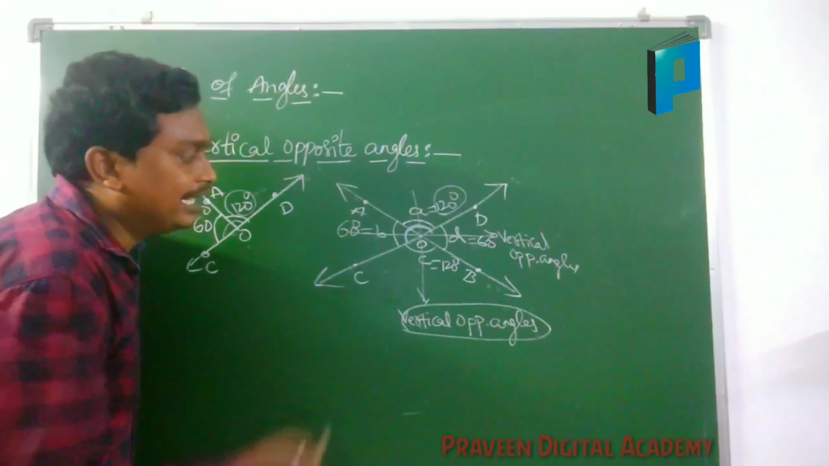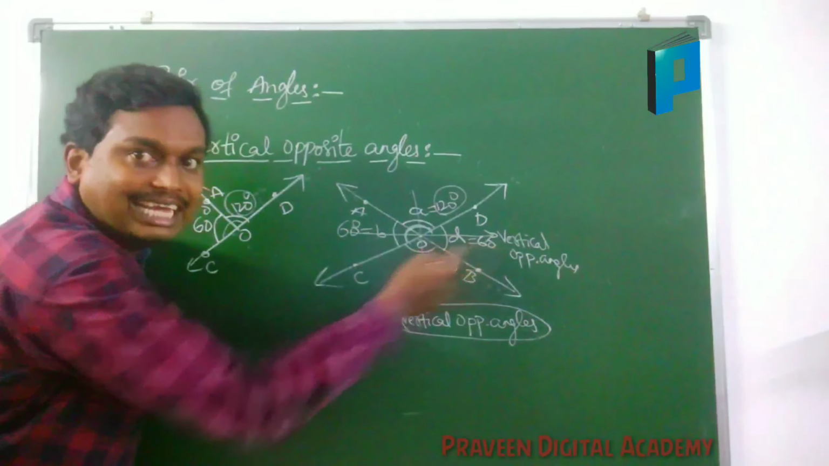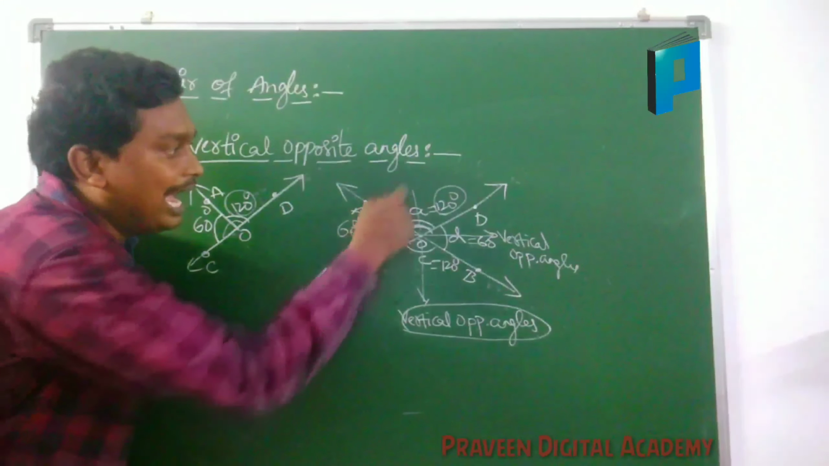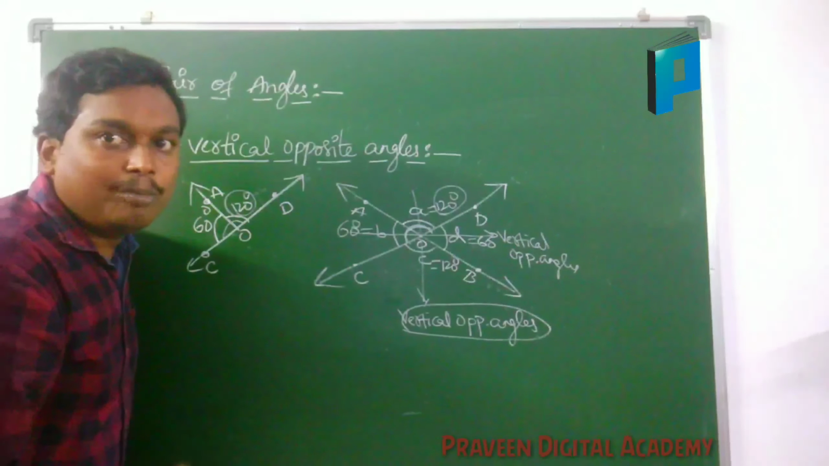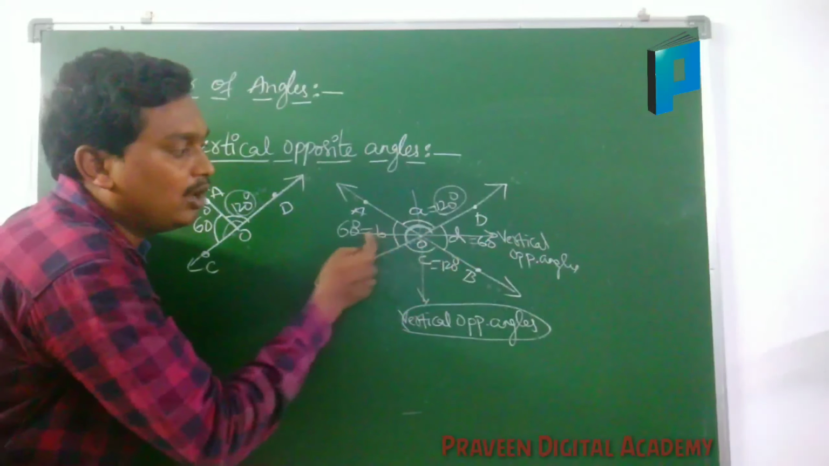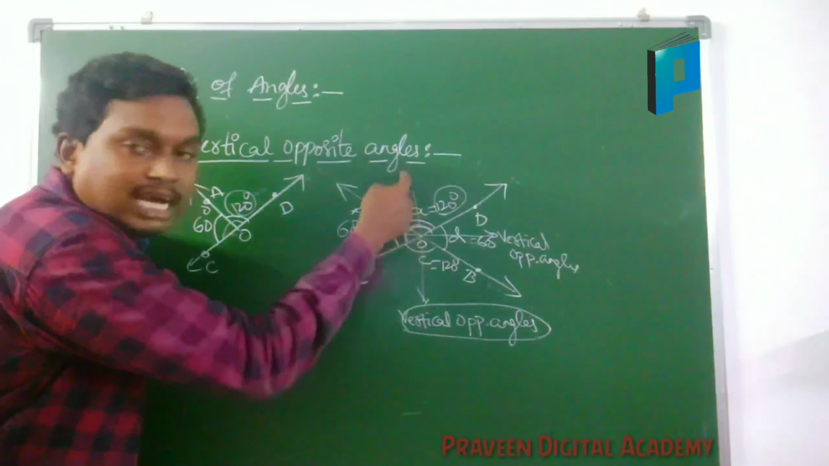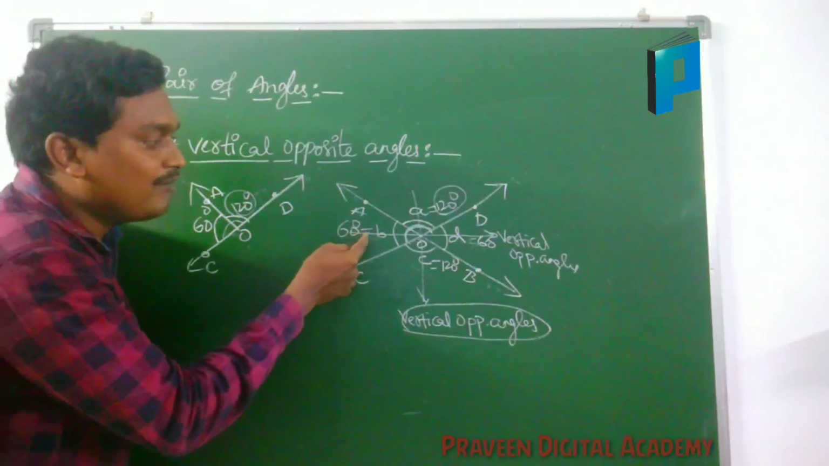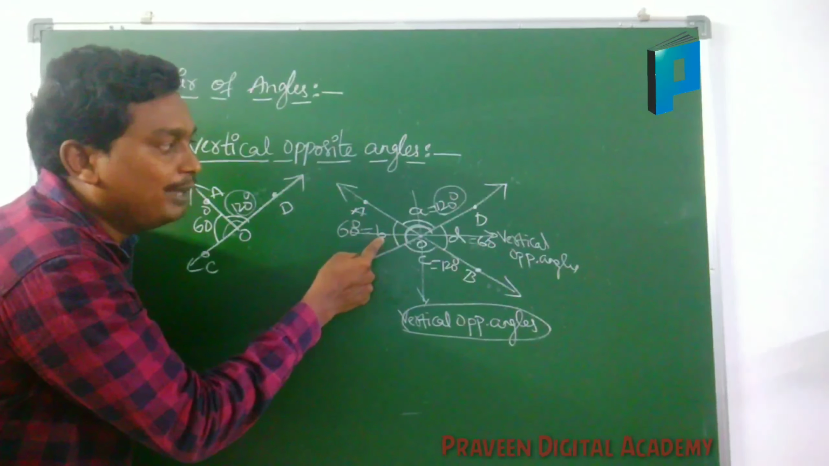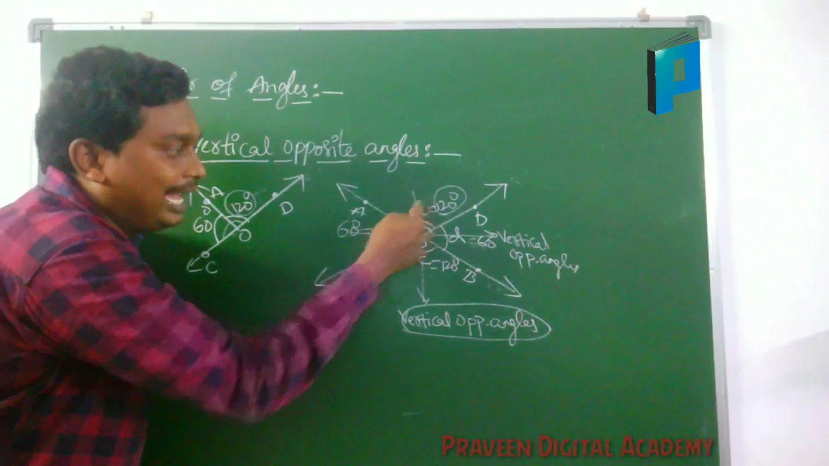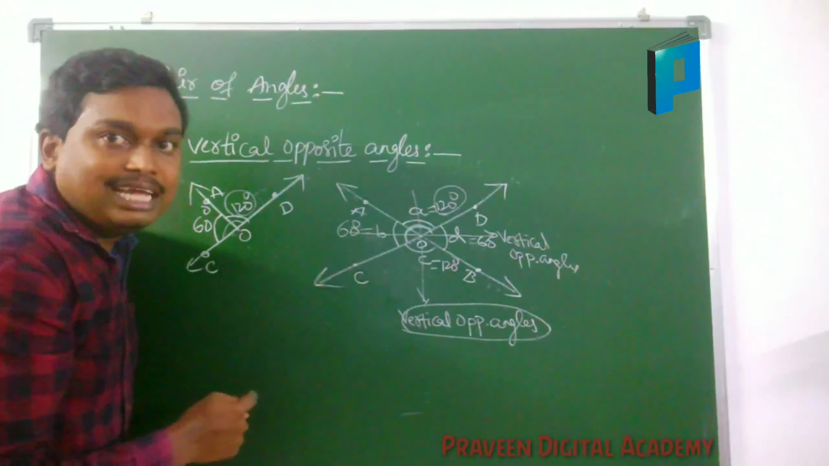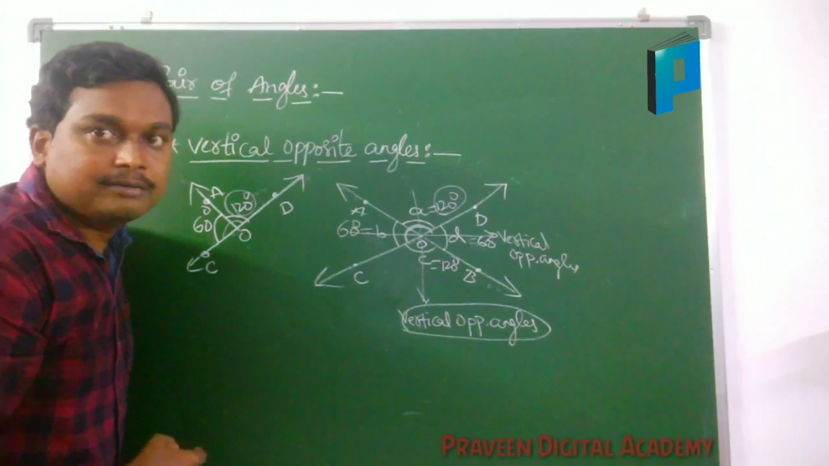So we can say that vertical opposite angles are equal and they will not have a common side. B and D are called vertical opposite. A and C are called vertical opposite. We found the angle of B by using A and D as a linear pair.